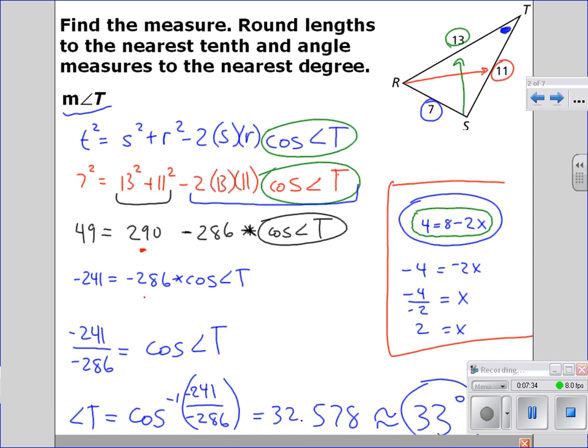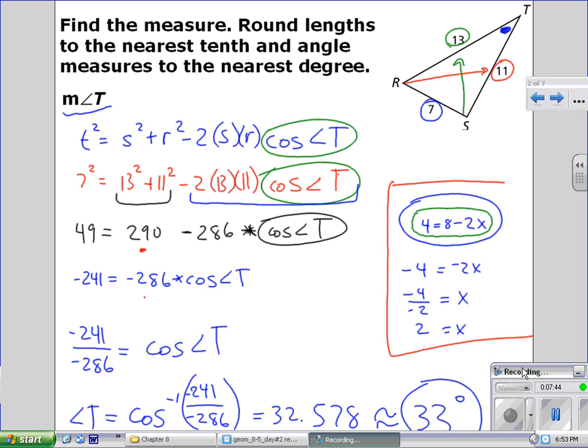Plug in. So angle T is the inverse of cosine of 241 over 286. Plug that in your calculator, and it will tell you that 33 is angle T. Okay? And that's your law of cosines when you have side, side, side.